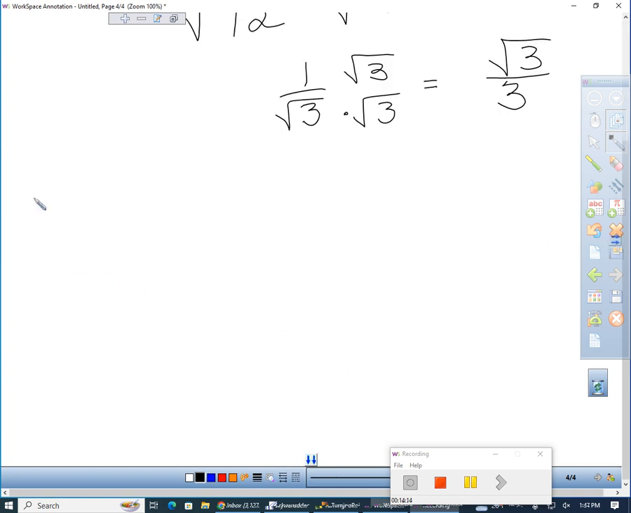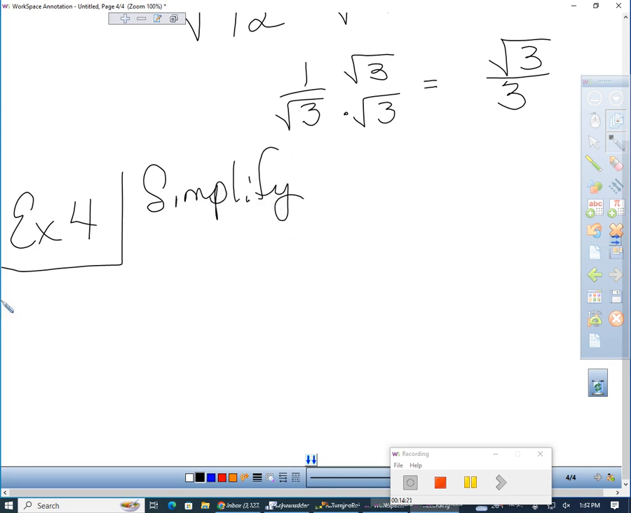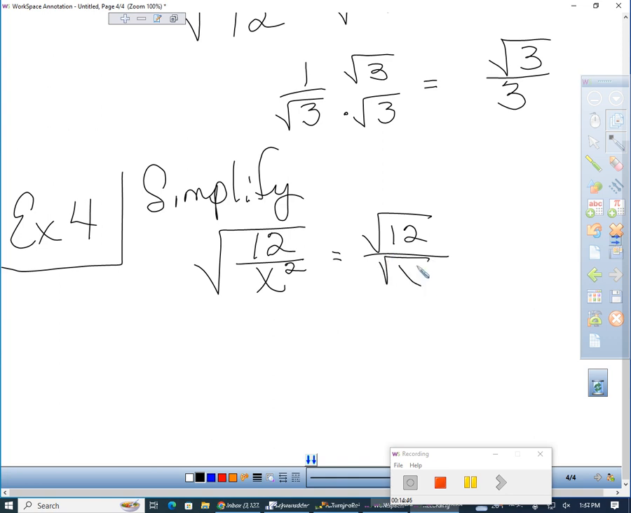All right. Example number 4. Okay. Can I reduce that fraction? No, I can't. So then I split it up. I have the square root of 12 over the square root of x squared. Can I simplify the square root of 12?